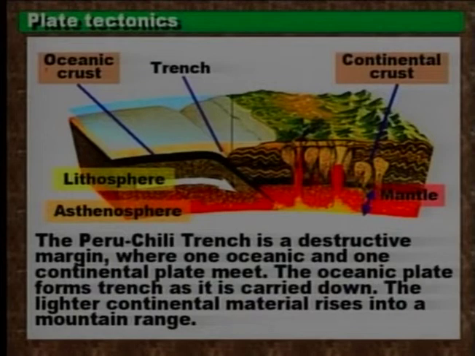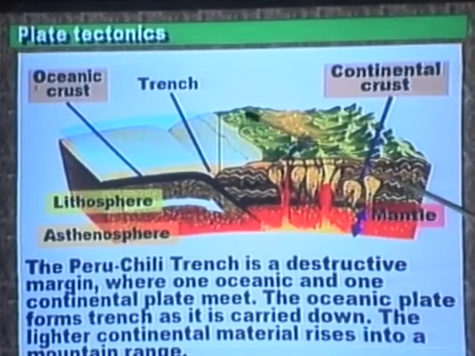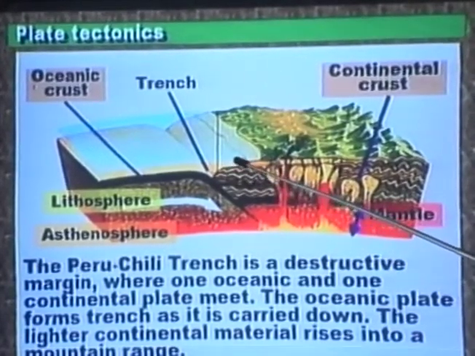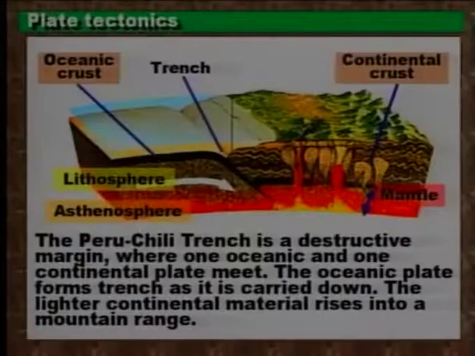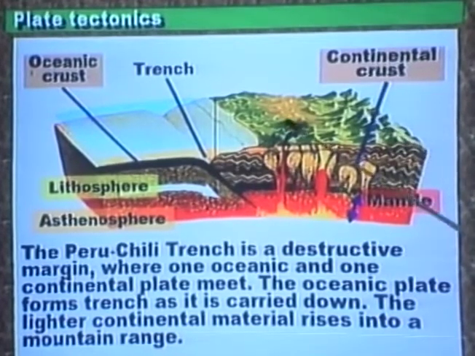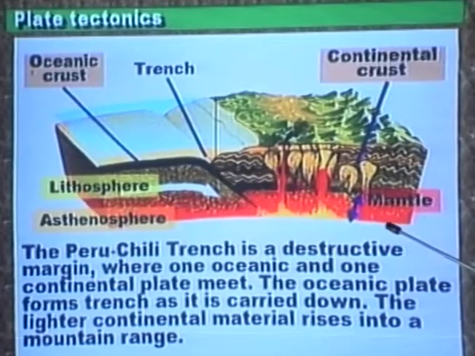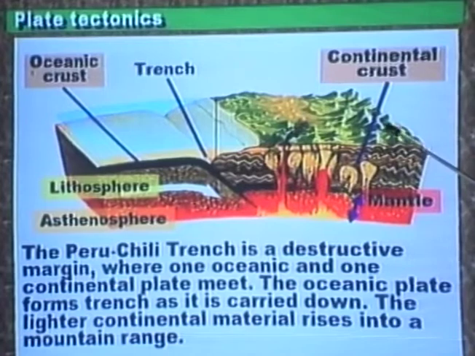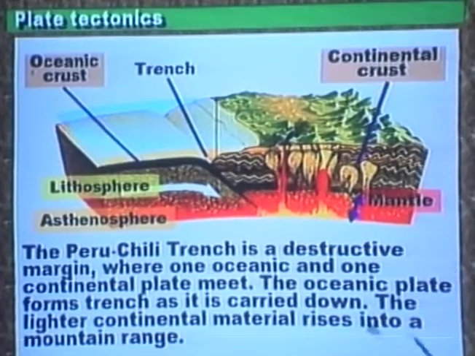The oceanic plate forms a trench as it is carried down. So as subduction occurs, the Peru-Chile Trench is formed. Note, the lighter continental material rises, forming the mountain ranges. So meanwhile, the buckling of the surface of the earth on the continental crust will result in the formation of the mountains. And for the case of this example, it is the Andes that we are looking at. So this diagram will show us the processes that are leading to the formation of the Andes, and at the same time, subduction occurring, resulting in the formation of the Peru-Chile Trench.